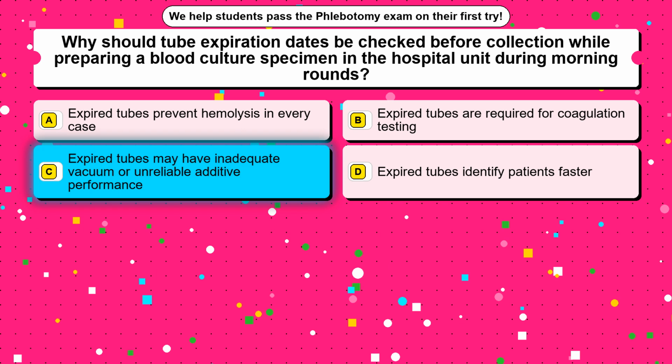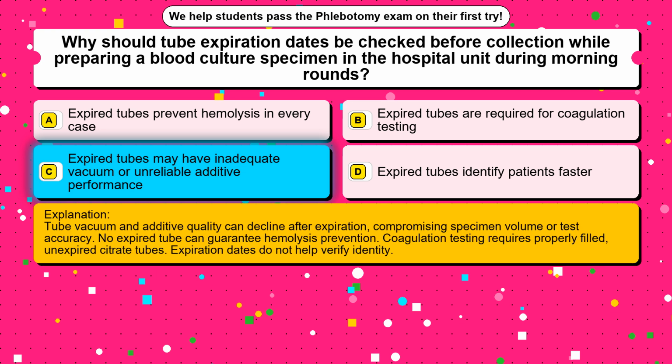The correct answer is option C. Expired tubes may have inadequate vacuum or unreliable additive performance. Tube vacuum and additive quality can decline after expiration, compromising specimen volume or test accuracy. No expired tube can guarantee hemolysis prevention. Coagulation testing requires properly filled, unexpired citrate tubes. Expiration dates do not help verify identity.